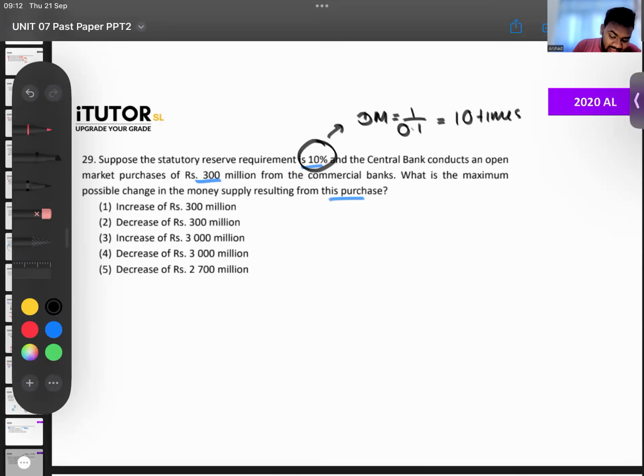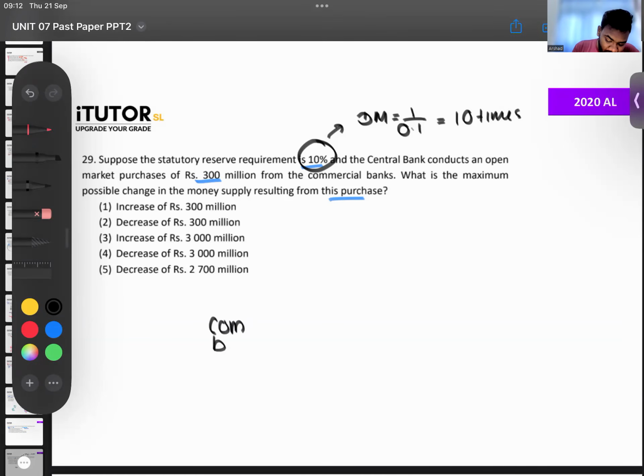So if the central bank goes and purchases, first of all, guys, if the central bank conducts an open market purchase of 300 million, will money supply increase or decrease? Tell me that. The central bank is now purchasing treasury bills or bonds. That means they are giving the money to commercial banks. Commercial banks are selling. The central bank is giving money to commercial banks and buying. So what happens? Money supply will increase because why?